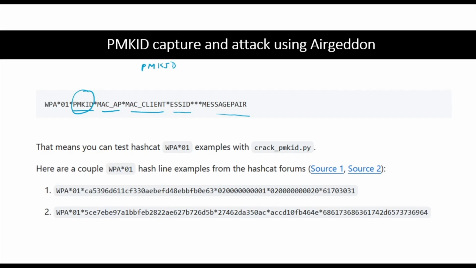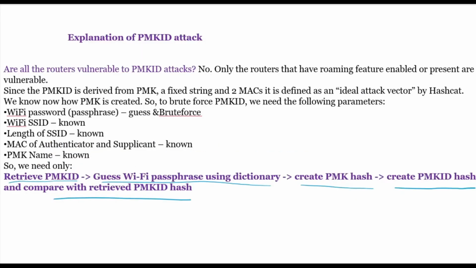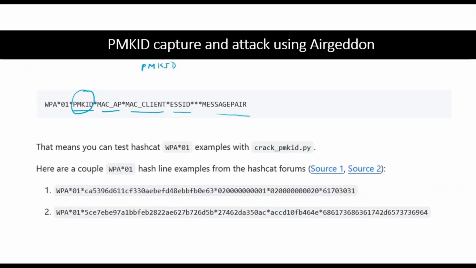Now, what will the attacker do? The attacker will guess the password from a password dictionary, create the PMK hash, create a PMKID, and compare this PMKID with the retrieved PMKID, right? With the retrieved PMKID means it will be compared with this PMKID. Hope you understood completely how it works.